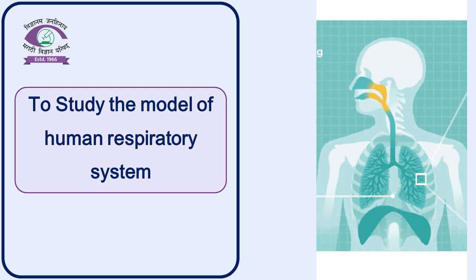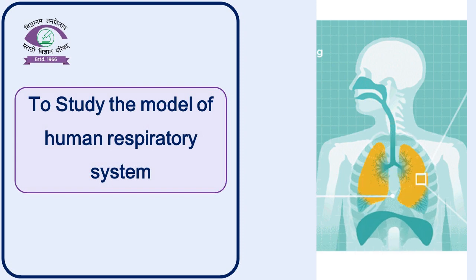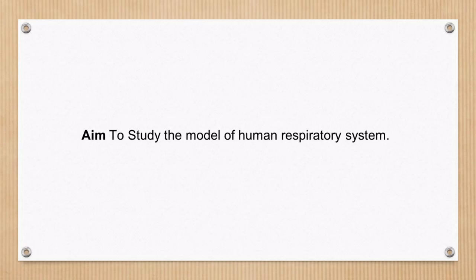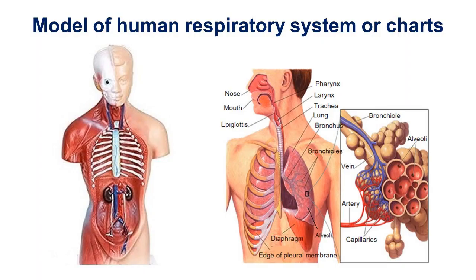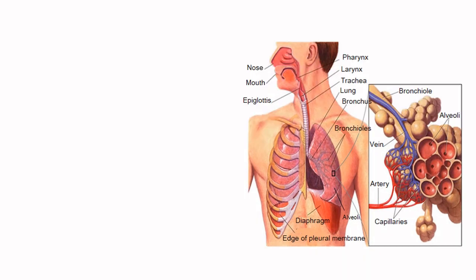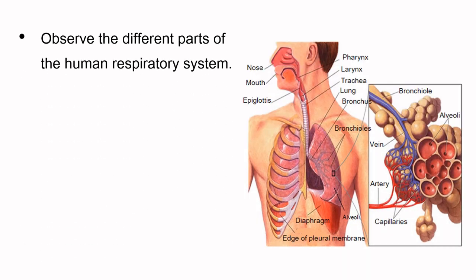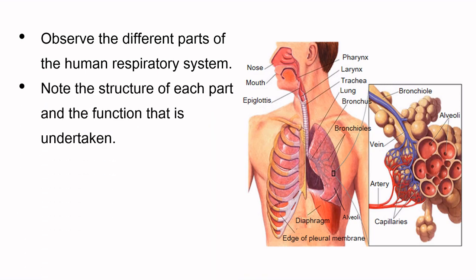Hello friends, the name of the experiment is Human Respiratory System. For this experiment, we require a model of human respiratory system or charts and writing material. Observe the different parts of the human respiratory system. Note the structure of each part and the function that is undertaken.